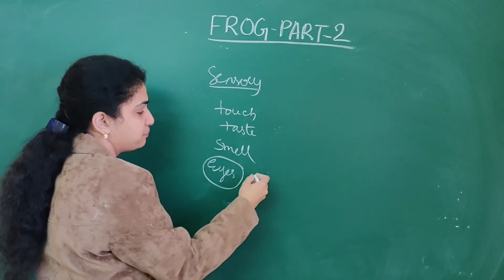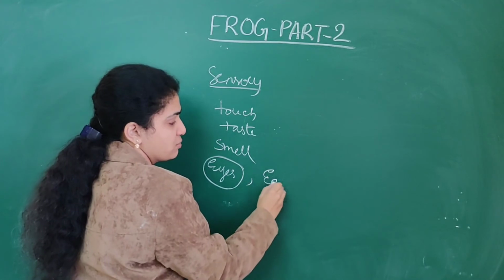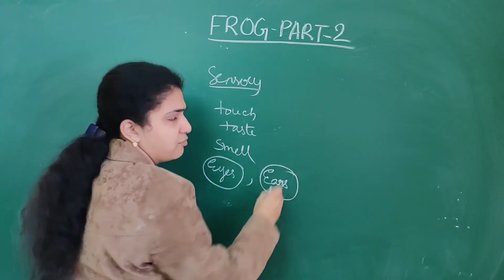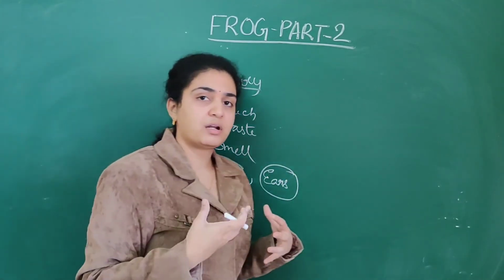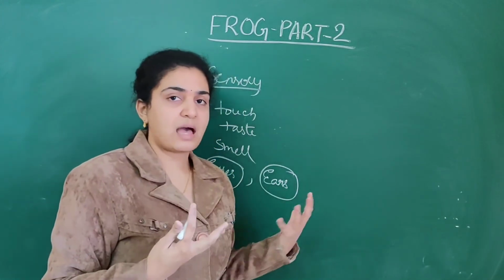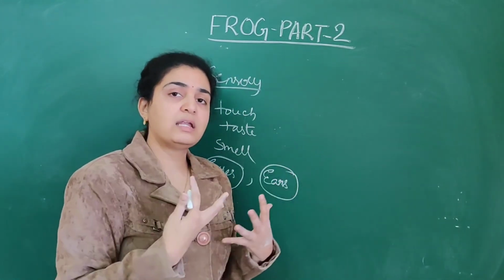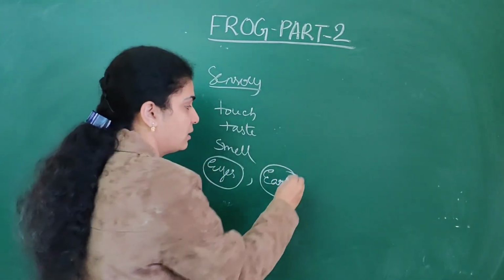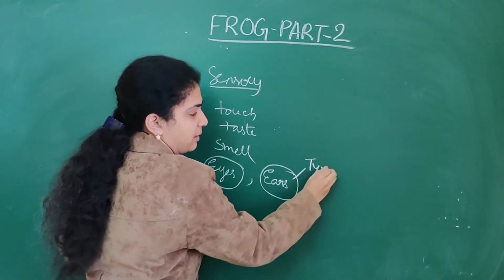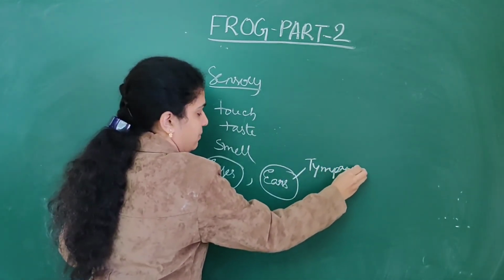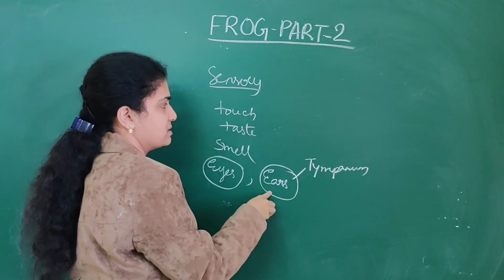As well as that, ears also play a very important role. We all have studied that the external ear is absent for the frog. Directly it opens into the internal ear, that is called the tympanum. So eyes, ears.